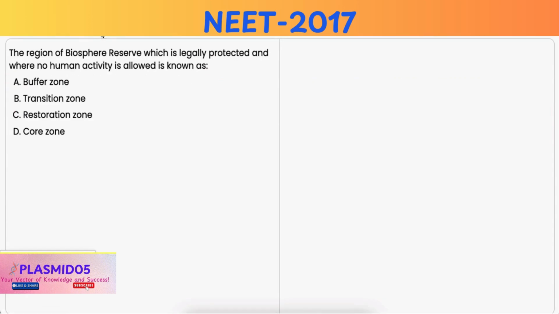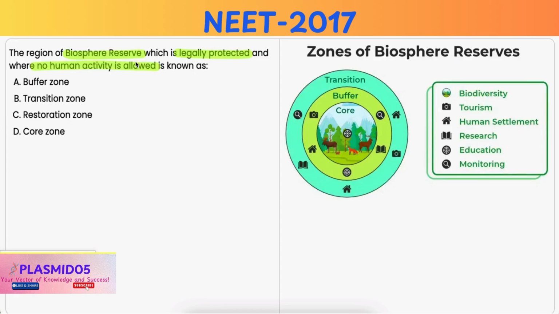In this question, you have to point out which zone of the biosphere reserve is legally protected and where no human activity is allowed. Option A, buffer zone. It is incorrect because the buffer zone allows limited human activities such as research or sustainable resource use. Option B, transition zone.